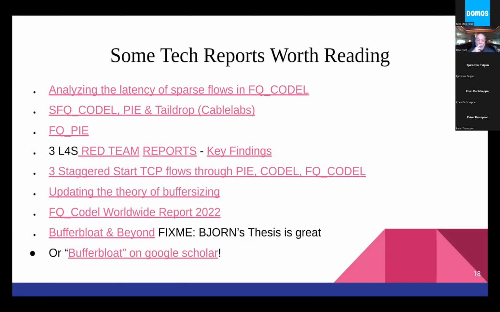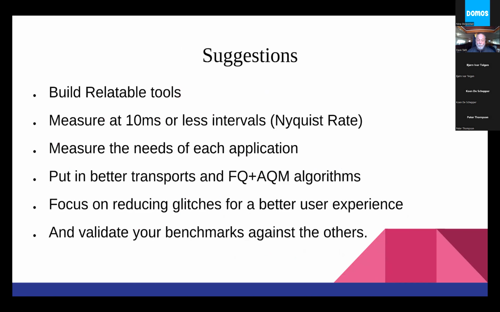I'll fix that. I really do recommend anyone diving deep into this technology to look at what's happened before it. These are some of the better papers that have gone by in the past few years. Or just Google for bufferbloat on Google Scholar.